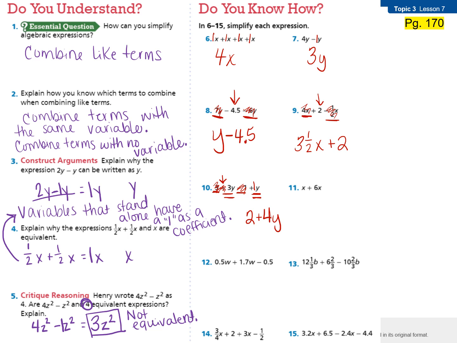Number 11. In front of my variable x, I have a 1. So we're combining 1x plus 6x. That would make 7x. Let's go on to 12. Combine your like terms. I see w's, and then I see one that stands alone. So we're going to add 5/10 plus 1 7/10. That would make 2 2/10. So 2 2/10 W minus 5/10.